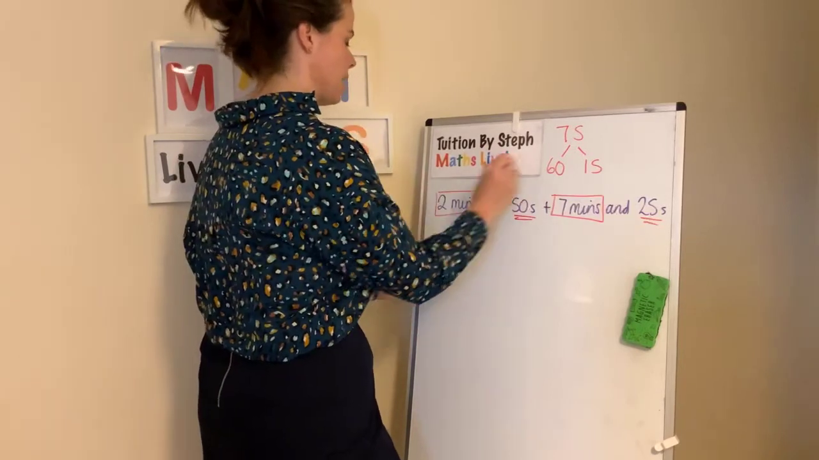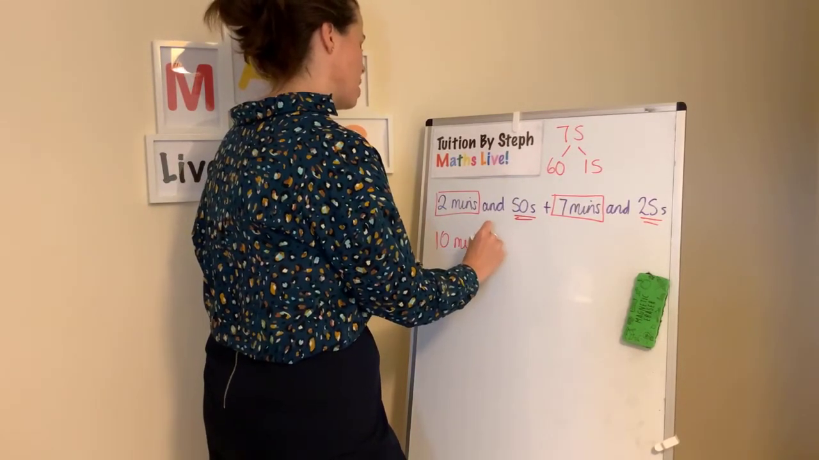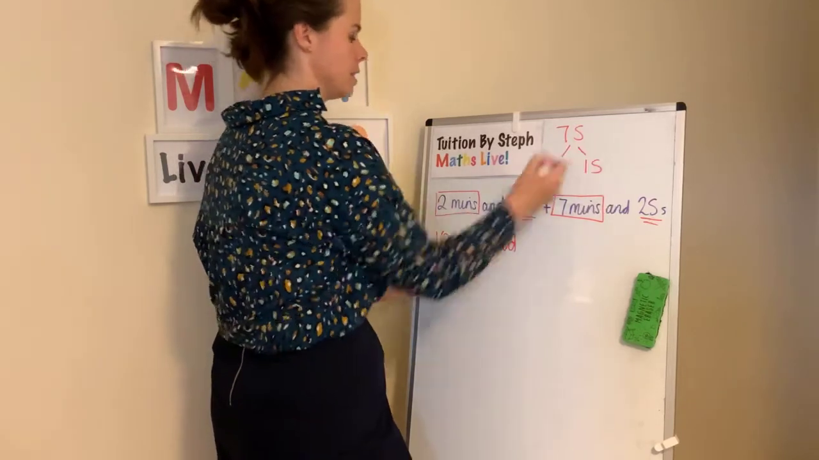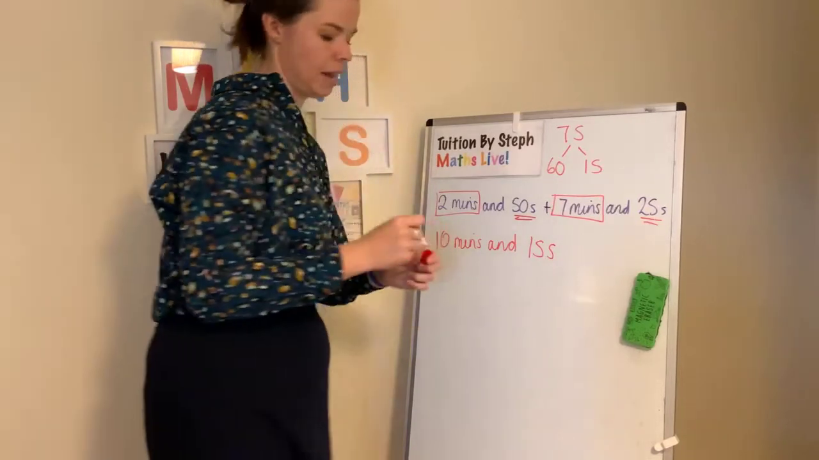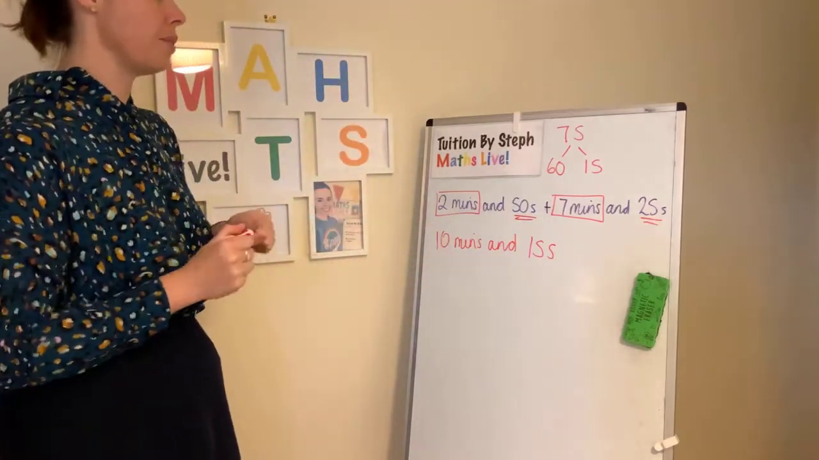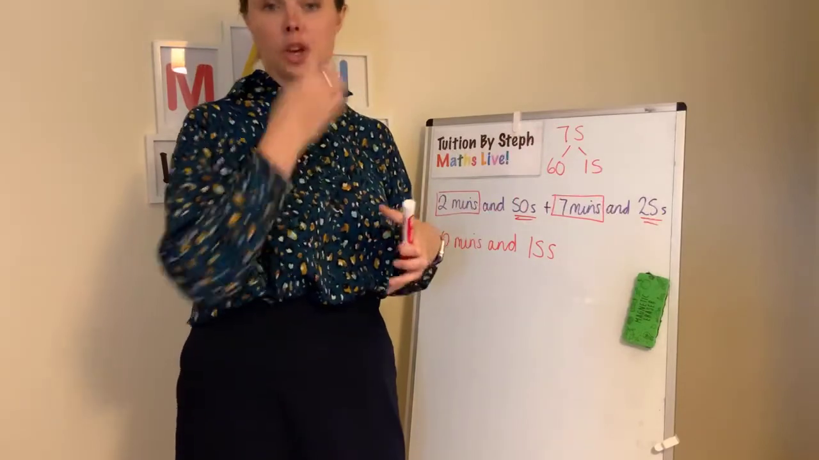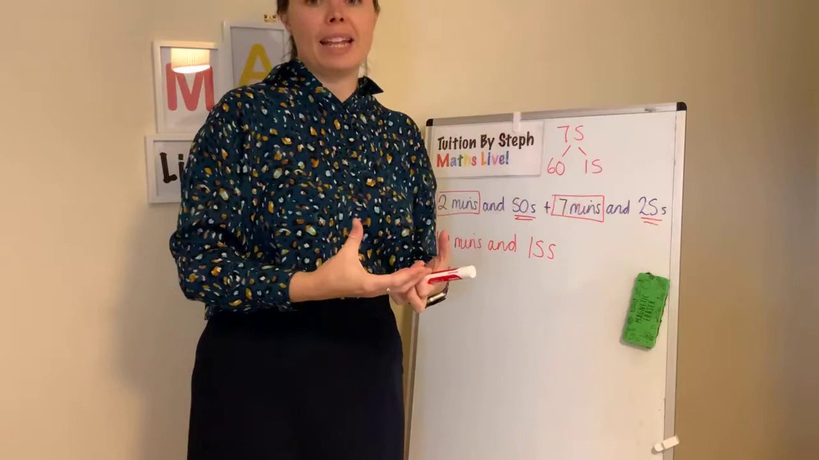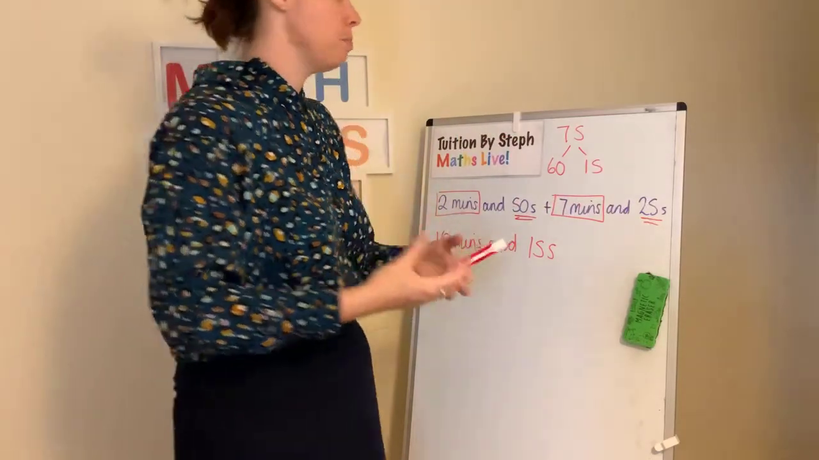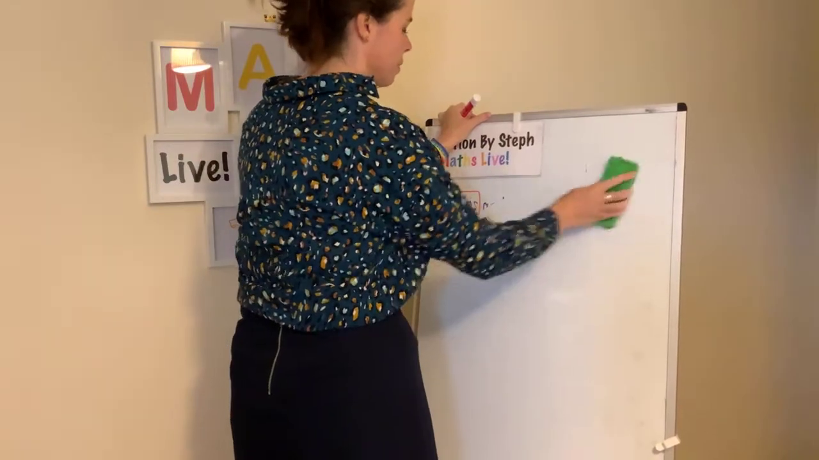So 7, 8, 9. So it's 10 minutes. And the seconds that are left, 15 seconds. So you can do it either way around. But this is the most important bit, the partitioning of what you can't just put. You need to slot it in, okay, into its bigger amount if you've got anything remaining, okay?